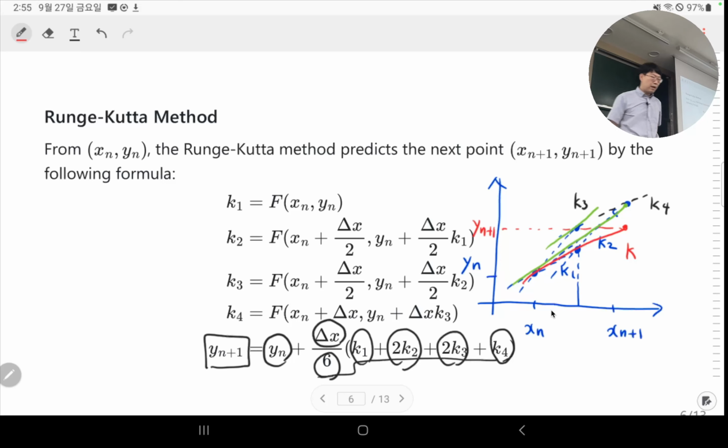So there's no mathematical rigor why this works, but usually it works. And this uses 4 slopes, so that's why it's called the Runge-Kutta of degree 4. You can have an increased number of slopes to get a more accurate result, but this Runge-Kutta is quite good, considering that it only uses 4 times more computation than the Euler's method.